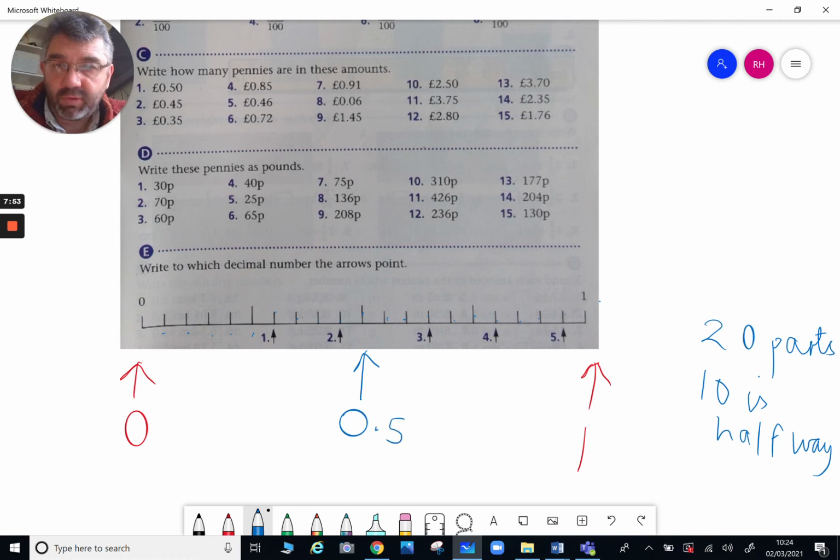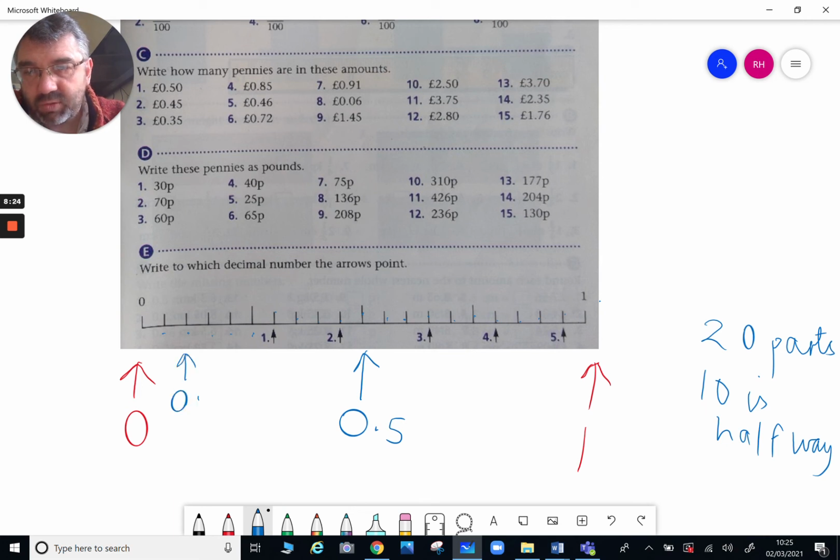That's very useful for us, because now we can work out what the other numbers actually mean. So if this is 0.5, well, where's 0.1, 0.2, 0.3, 0.4, and 0.6, 0.7, 0.8, and 0.9? So let's find them. So 1, 2, 3, 4, 5, 6, 7, 8, 9, 10. So we've got 10 marks, and we need to divide that into 5 numbers. So 10 divided by 5 is 2. So if we go every 2, 1, 2.